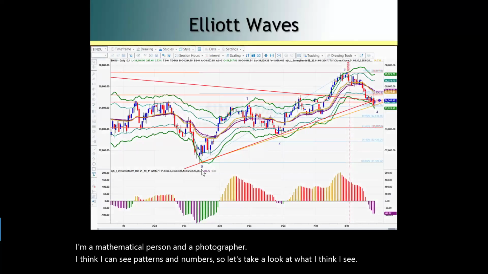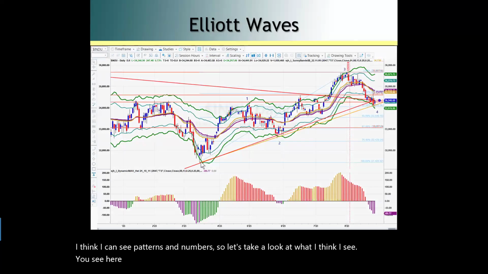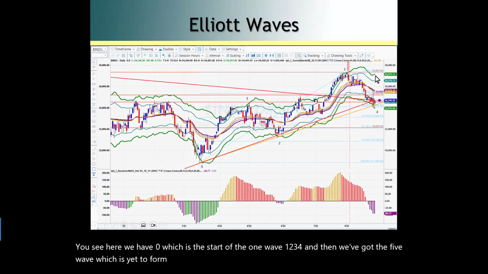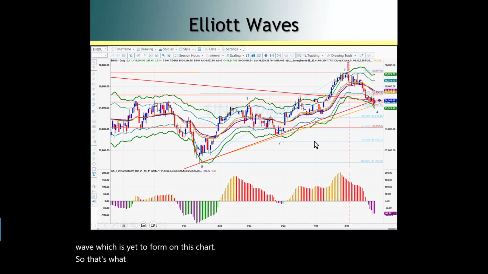You see here we have 0, which is the start of the one wave, 1, 2, 3, 4, and then we've got the 5 wave, which is yet to form on this chart. So that's what I think of Elliott waves. And we can see the Fibonacci lines are on there as well.